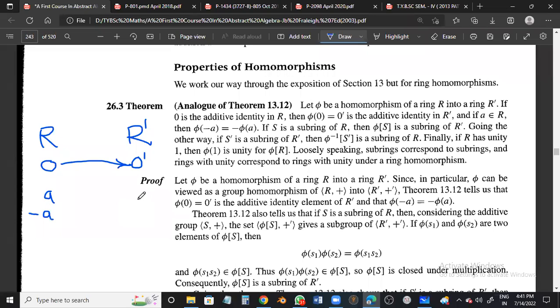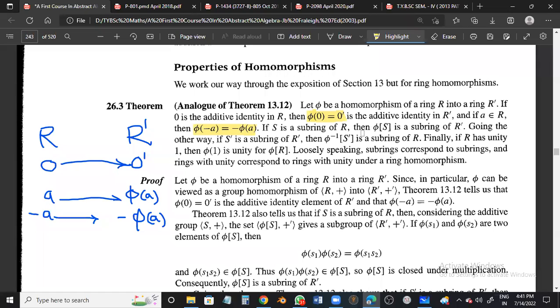So if I have the image of A as phi of A, then the image of minus A directly goes to minus of phi of A. If the image of A is phi of A, then the image of its negative is the negative of its image. It is so easy. Phi of minus A is the same as minus of phi of A. Phi of the additive identity is the additive identity. So it is so.